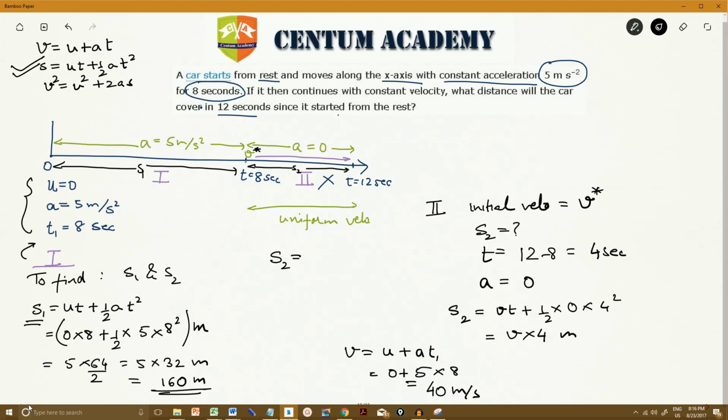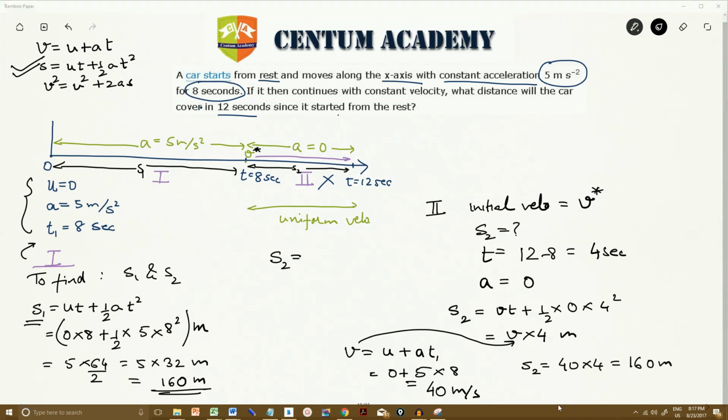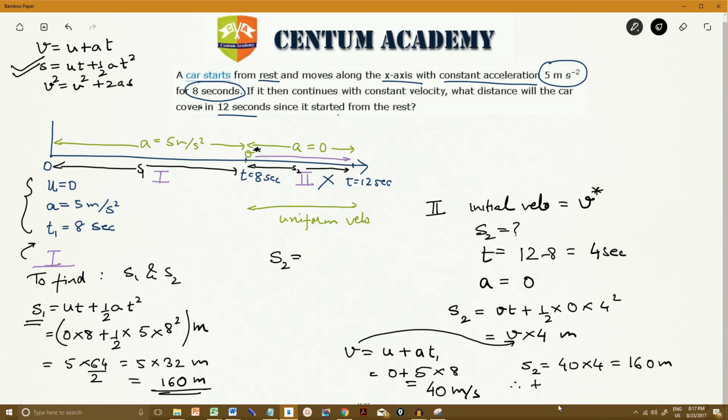Now deploy this value here. So what do you get? S2 is equal to 40 into 4, which is again 160 meters. That means the total distance traveled, or in this case distance is equal to displacement, is nothing but S1 plus S2, which is 160 plus 160, equal to 320 meters.